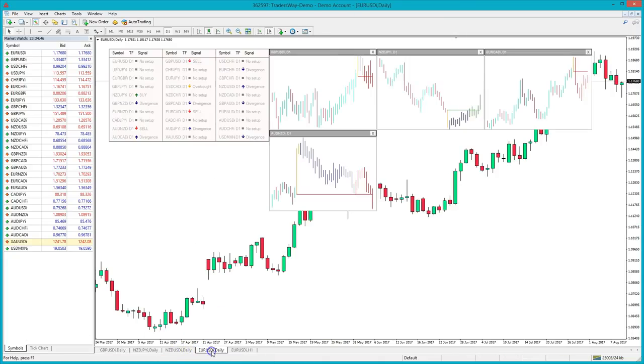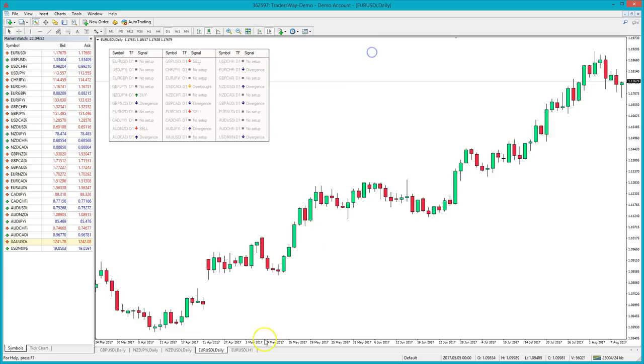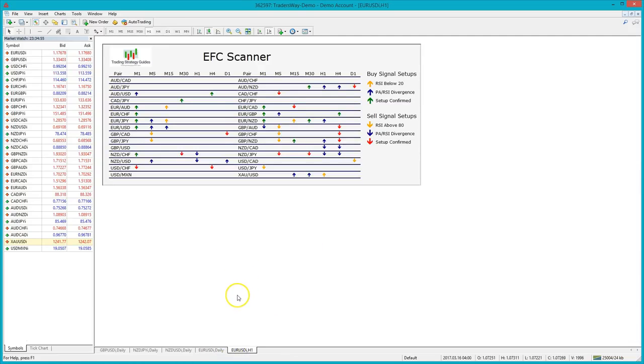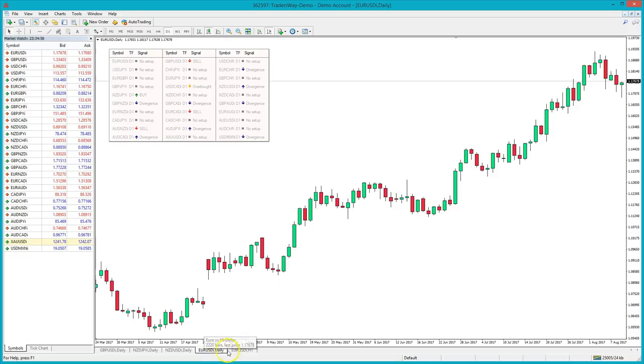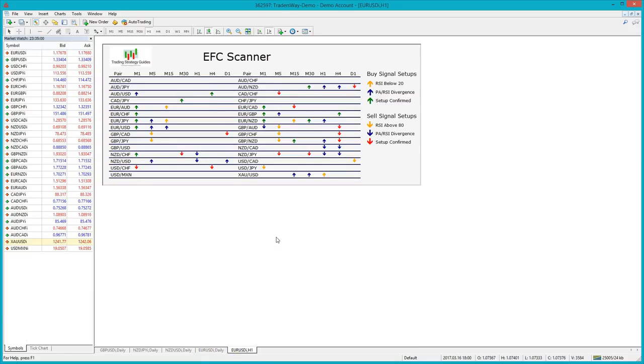So we also have another dashboard. I guess we would call it EFC Scanner 1.0, and it looks like this, a little bit different than this. We wanted to give a variety. This will show you the buy signals and what they mean. RSI is below 20. So for instance, the Euro New Zealand on the 15-minute chart, the RSI is below 20 right now, and then on the 30-minute chart, there's actually a setup that's confirmed, and it looks a little bit different. It has a little different feel to it.